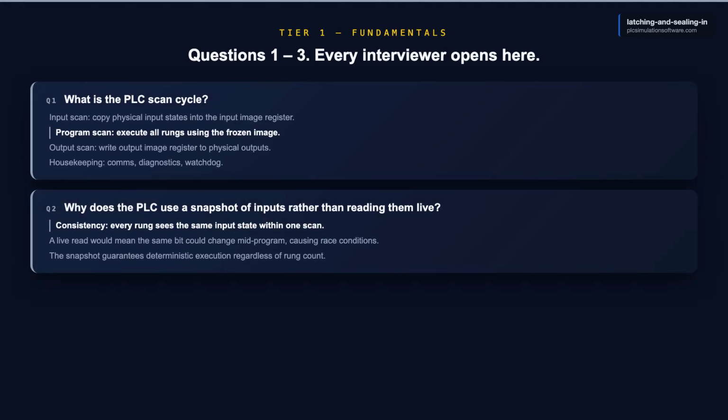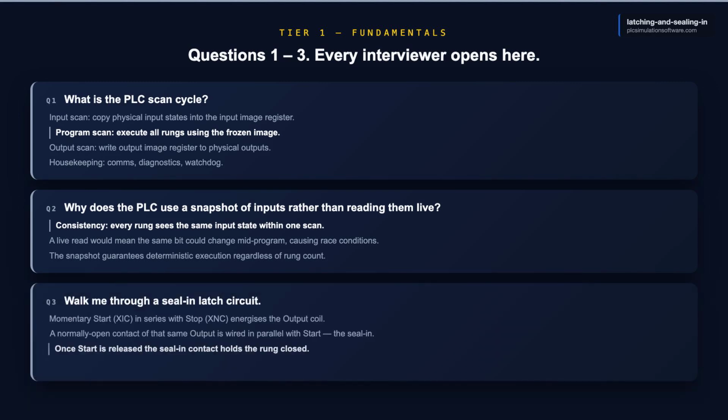Tier 1 is fundamentals. These are the filter questions. Miss them, and the interview usually ends early. Question 1. What is the scan cycle? The answer in 30 seconds. 3 phases: read inputs into a snapshot, run the program against the snapshot, write outputs from a separate image. Small program takes 1 to 5 milliseconds.